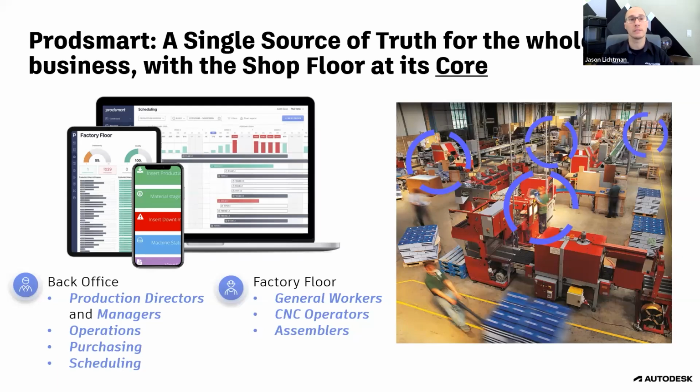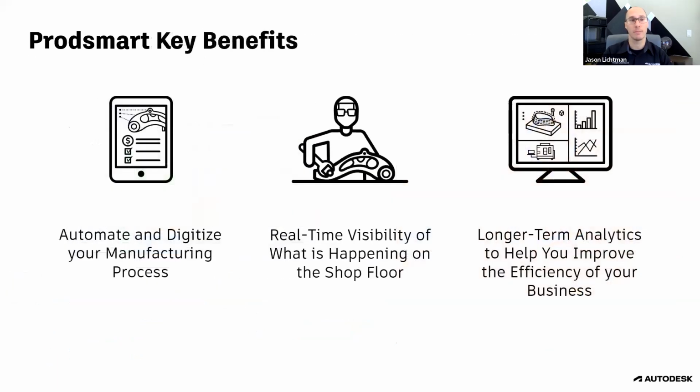Now, using Prodsmart is going to give you three primary values, right? These aren't features. These are the values that it brings you. The first is that it's going to automate and digitize your manufacturing process. By doing that, it's going to give you real-time visibility of what's happening on your shop floor, what the current status is of all your orders, whether something is going to be late or not.